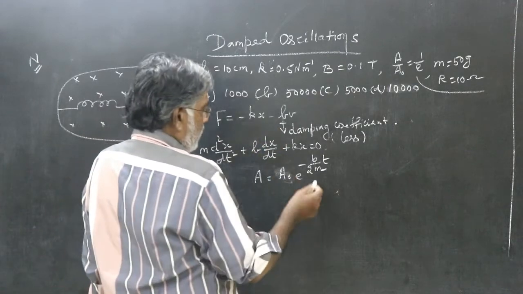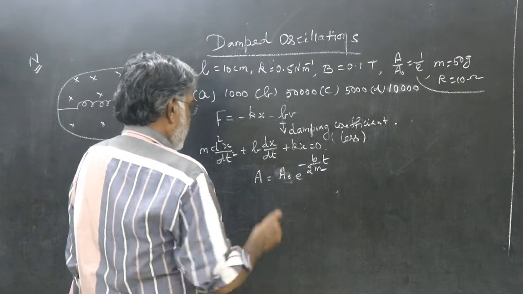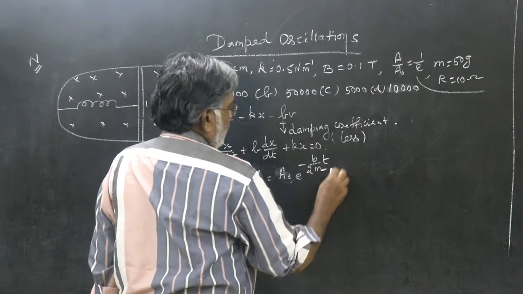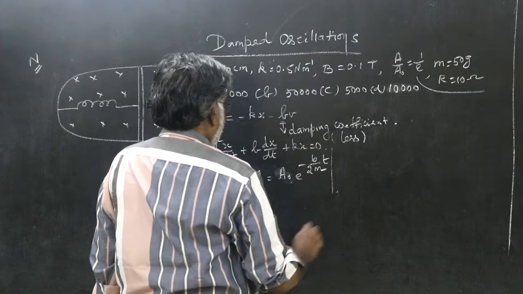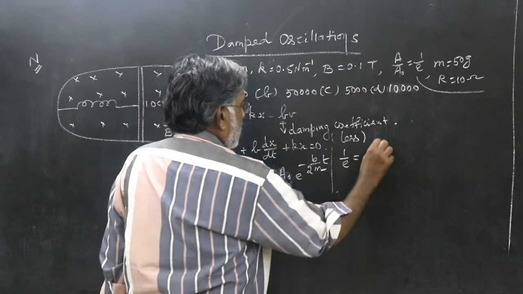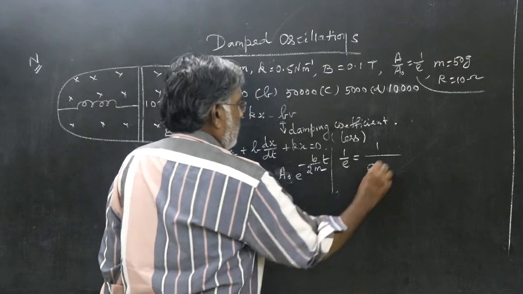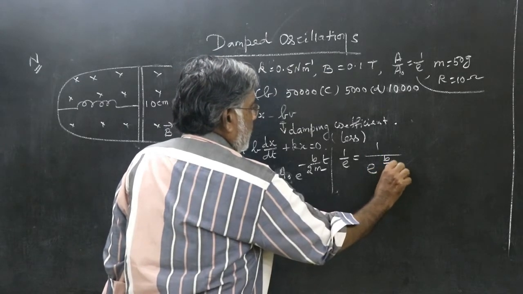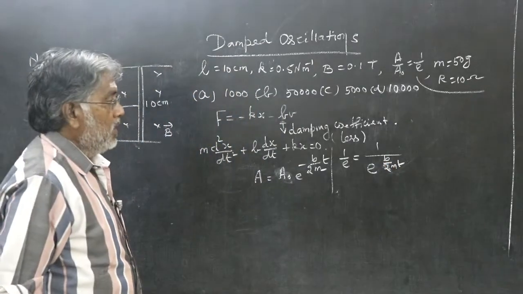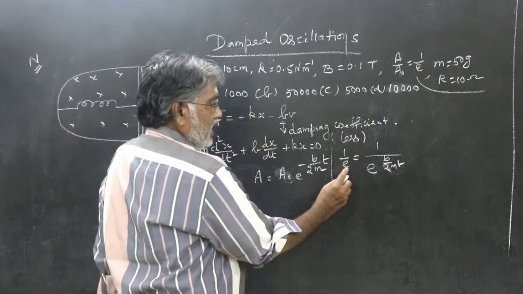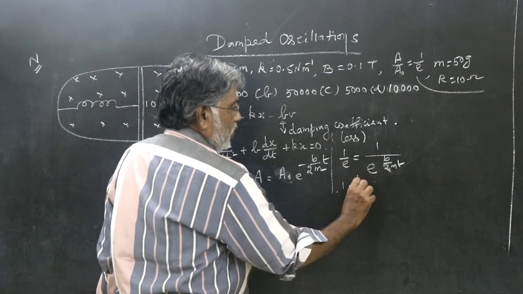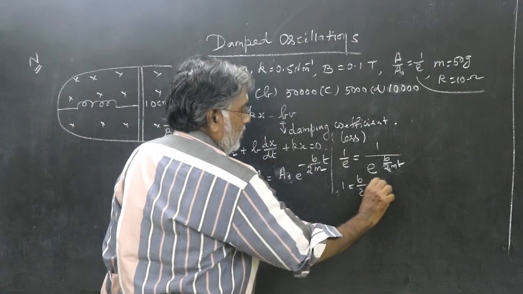So you are supposed to find the t, and it is given in the question that A by A naught is 1 by e. So 1 by e is 1 by e to the power b by 2m into t. Now, left side e power 1, right side e power these things. So 1 is equal to b by 2m into t.